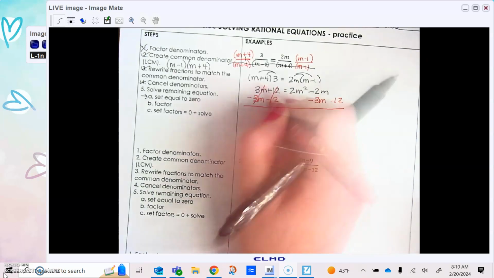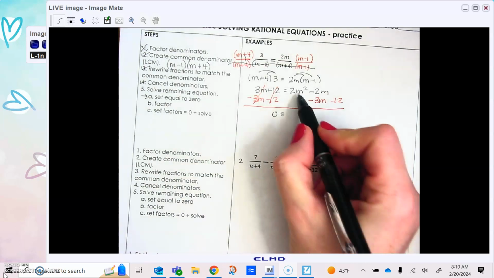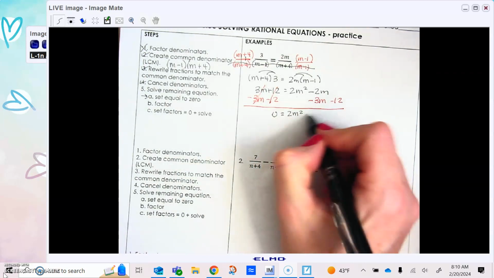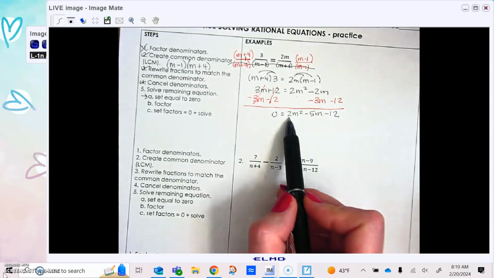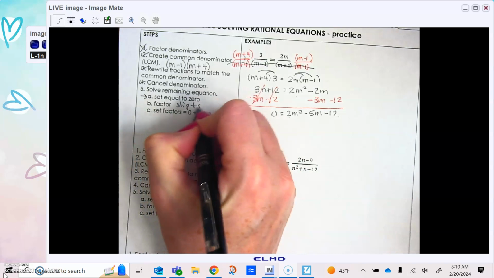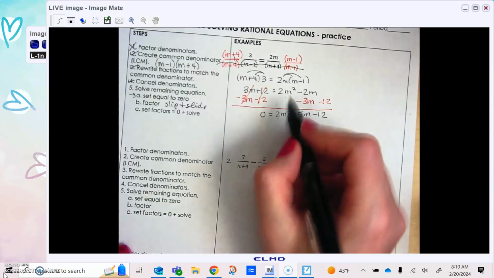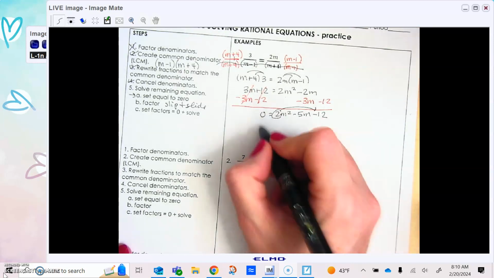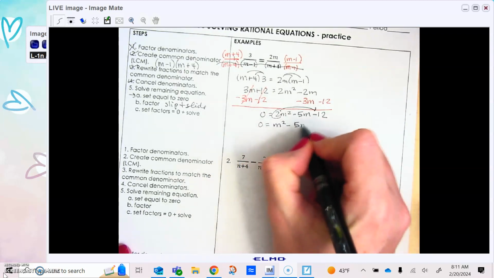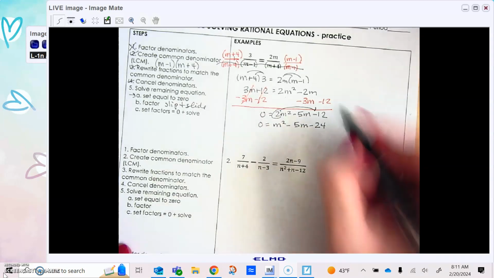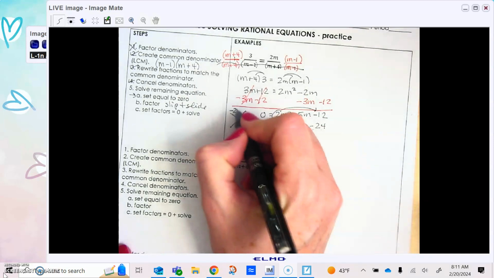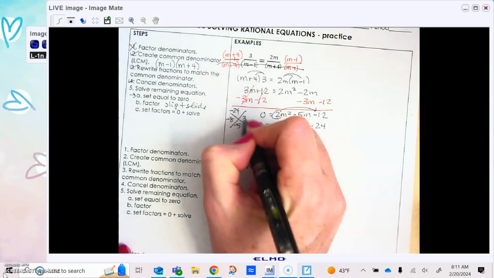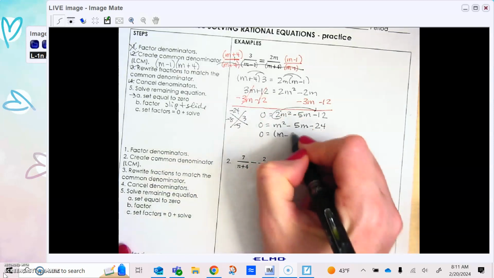So these cancel on the left, leaving me 0. And on the right, I have 2m squared minus 5m minus 12. And because this is standard form, my value in the front is not a 1, it's a 2. So I am going to need to do slip and slide here. So I take the 2, slip it down to the m. Now I do the cross on this right here. What multiplies to the last term and adds to the middle? Negative 8 and 3. So I write that in factored form.